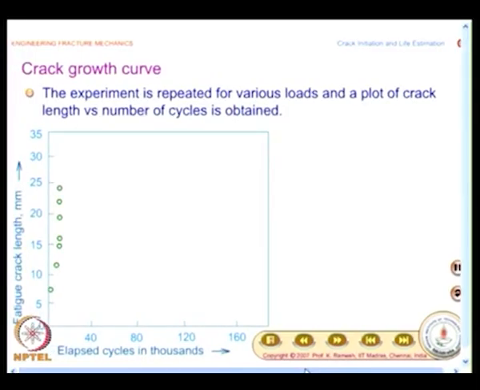And please draw this graph as well as possible. What you have here is, on the x axis, elapsed cycles in thousands, and on the y axis, the fatigue crack length in millimeters. If you look here, within a few cycles the crack has grown to a large extent, and this is obviously for a high load, given as delta P equal to 44.1 kilonewtons.